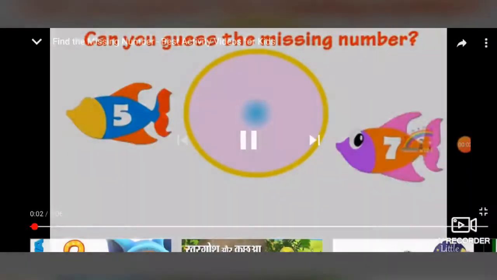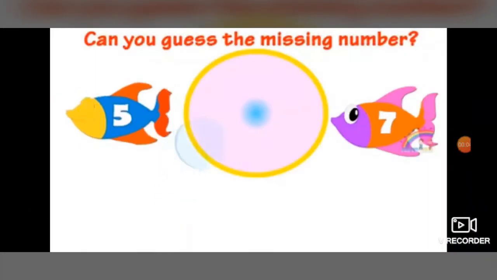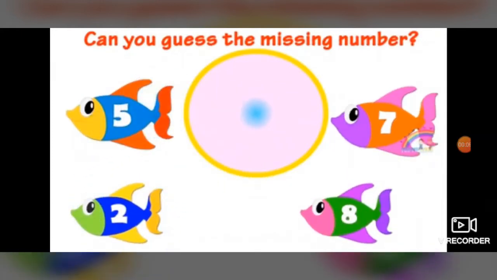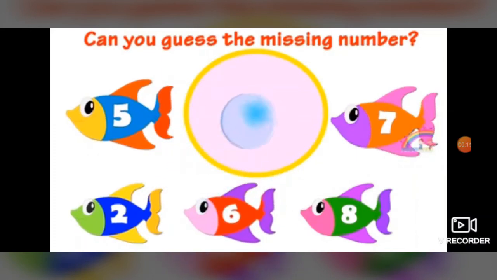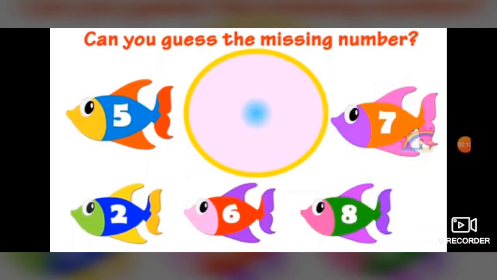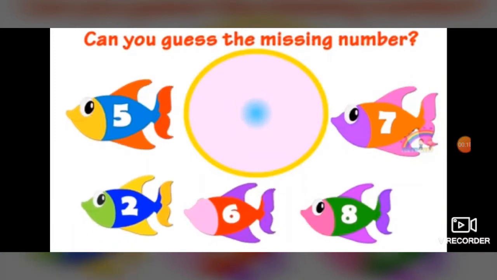Hello children, now see the concept of missing number through pictures. 5, 7, picture of fishes. Now see the downward fishes. Can you guess what comes between 5 and 7? Number 2, number 6 or number 8?